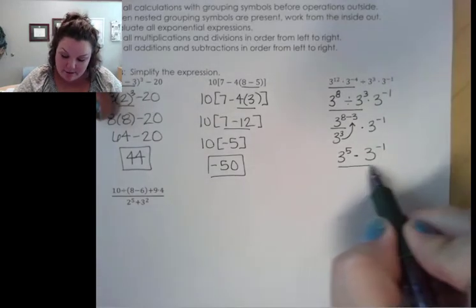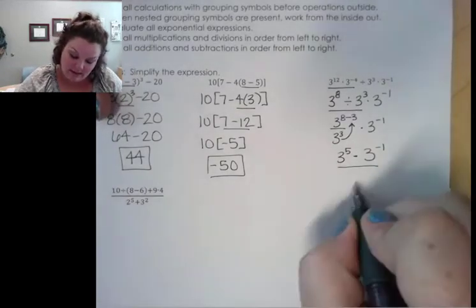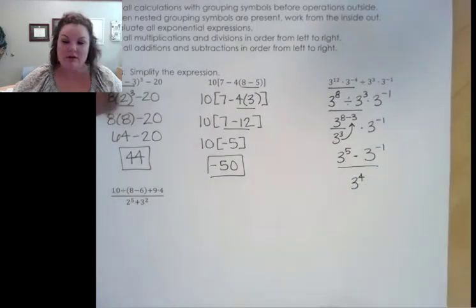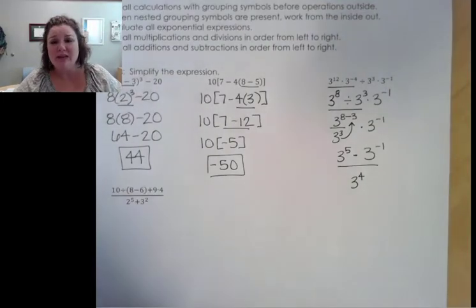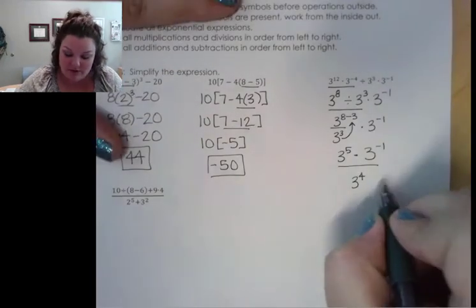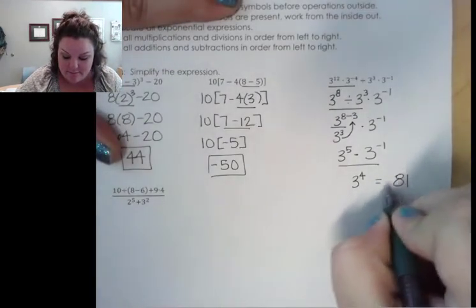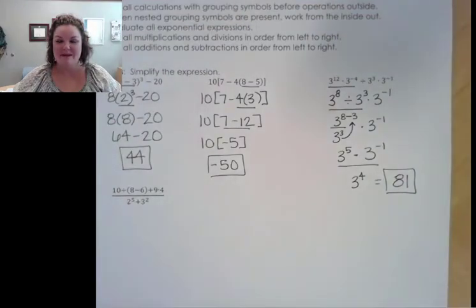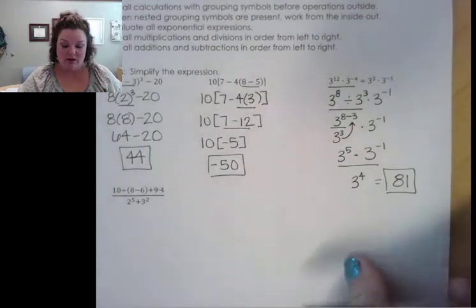And so now I can combine these guys, which is going to give me 3 to the 4th. And now that's something really easy to go ahead and just multiply out. 3 to the 4th is 3 times 3 times 3 times 3, which gives me 81. Okay? Let me show you one more and then I'll let y'all work on some.